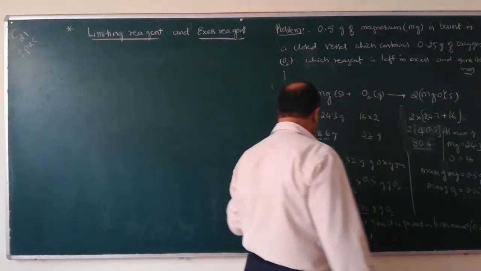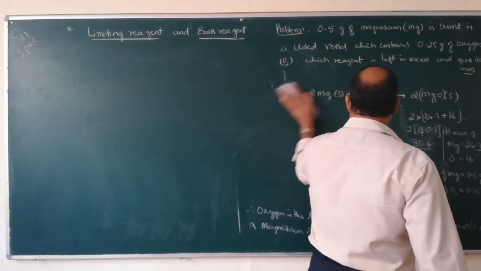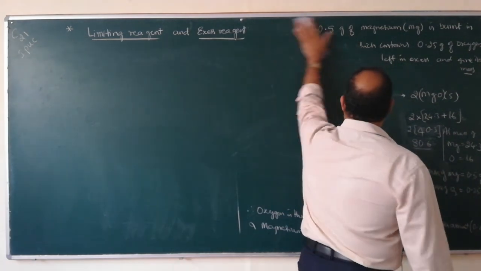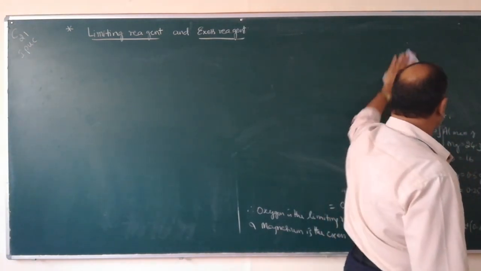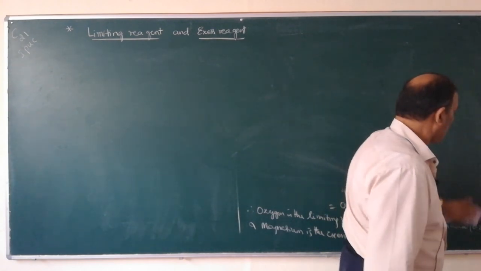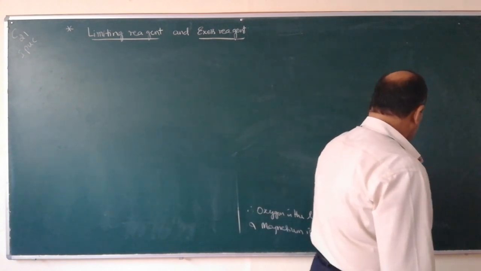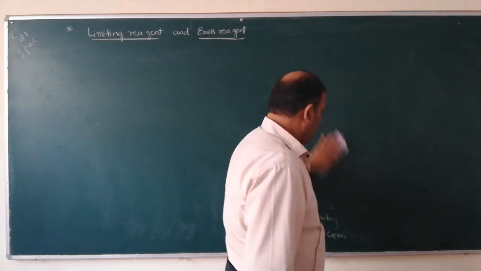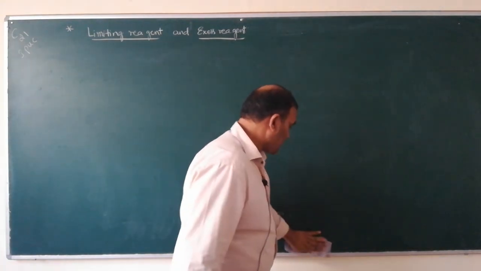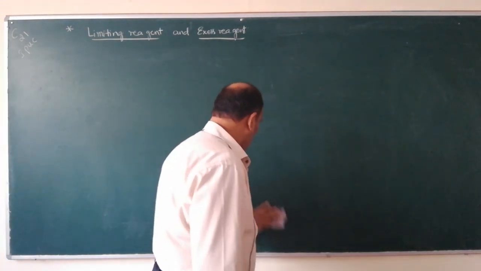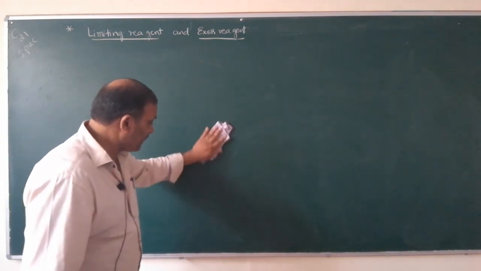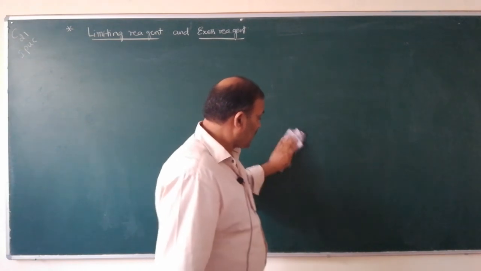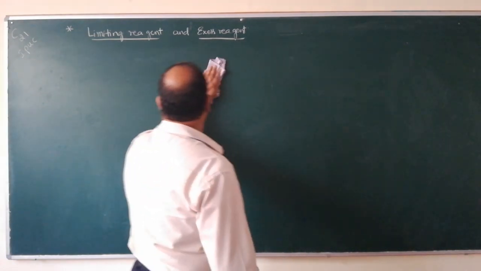So the limiting reagent is the one which is consumed completely and is also present in smaller amount or smaller proportion. Then what is the excess reagent? The reactant which is not consumed completely is called the excess reagent. Why is it not reacted completely? Because of the absence of limiting reagent.